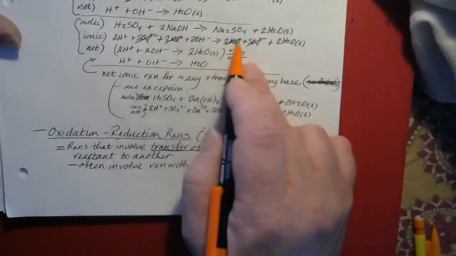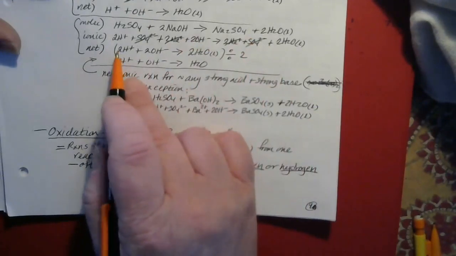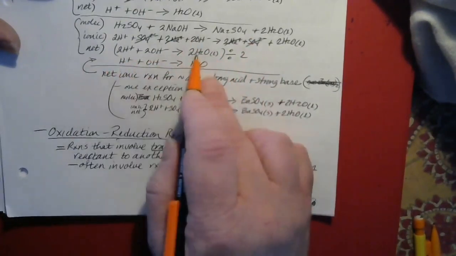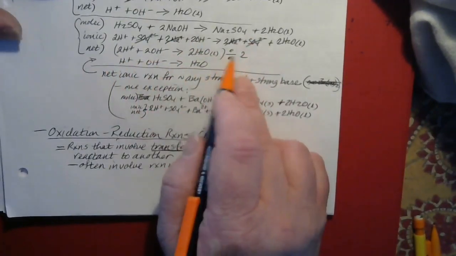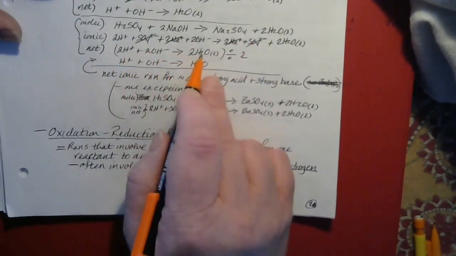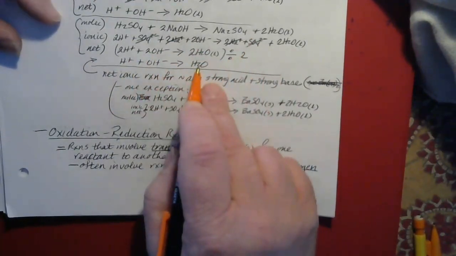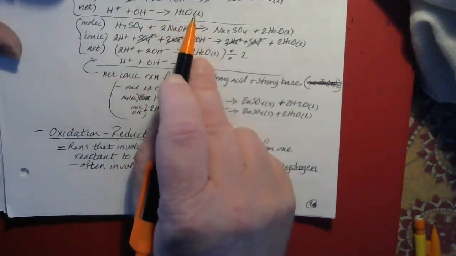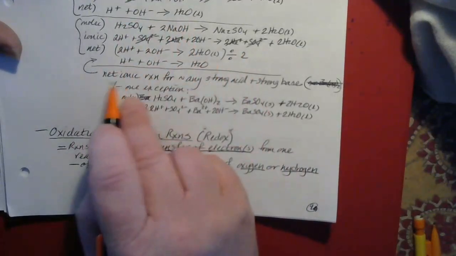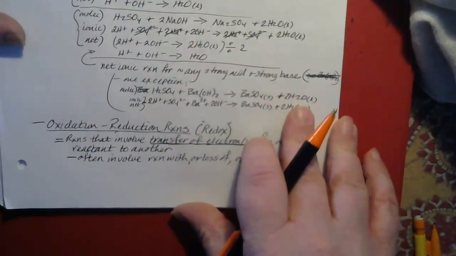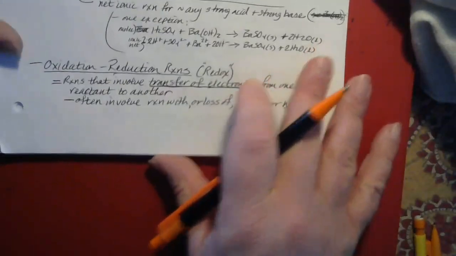Then you go through and cancel out the spectator ions, and we get 2 H plus plus 2 OH minus yields 2 H2Os as the net ionic equation. But we would want to divide that by 2 because all the coefficients are 2. When you divide by 2 to get the lowest whole number ratio of the coefficients, you get H plus plus OH minus yields H2O, just like we did up above. That's because, like I said, that's basically always the net ionic equation for any combination of strong acid and strong base. There is an exception, but don't worry about that. I won't put that on any tests.